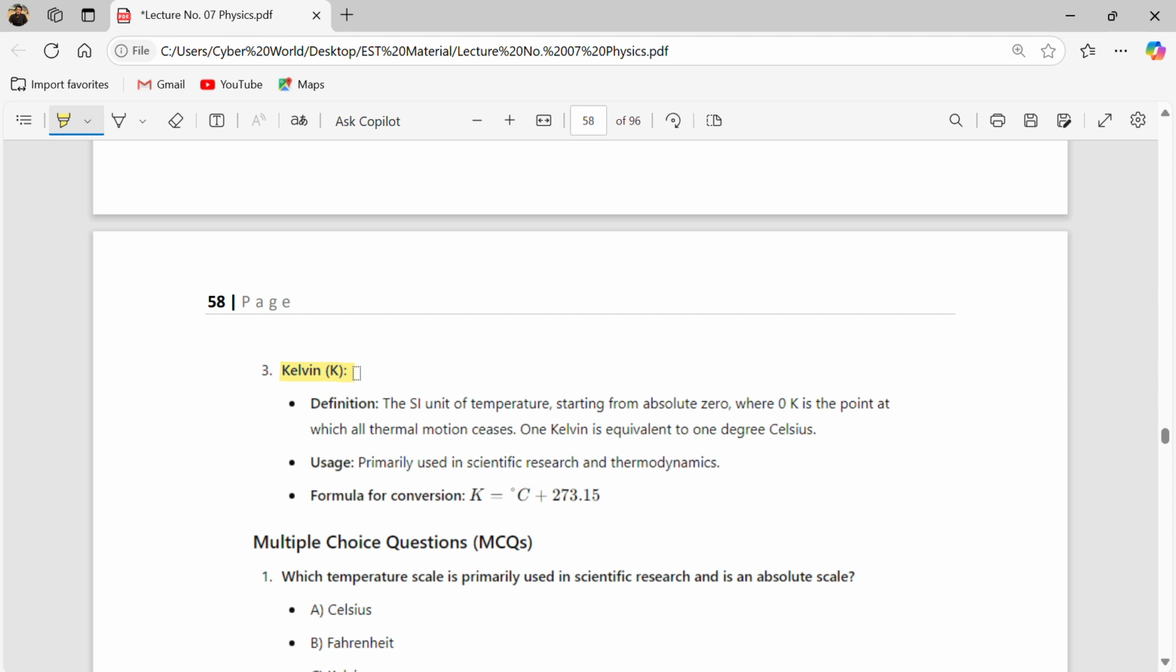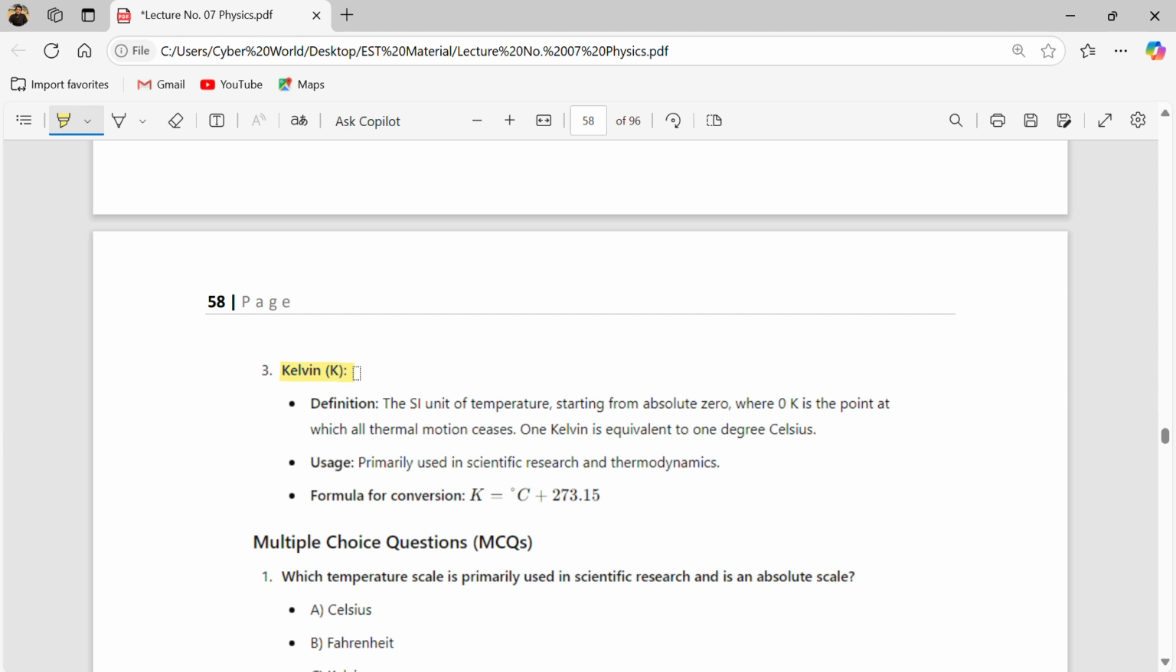So what is absolute zero? Zero Kelvin is the starting point at which thermal motion ceases. What is meant by ceases? Thermal motion means there is motion, so at 0 Kelvin, there is no motion.